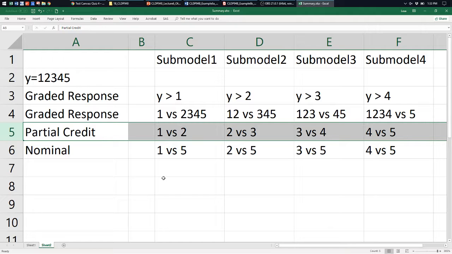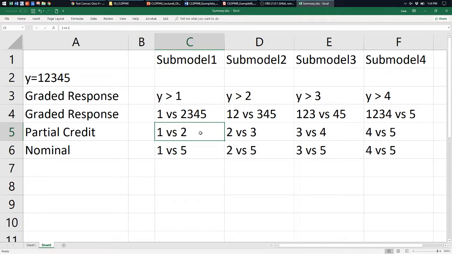These are what's known as steps rather than Bs. So the first submodel is, given that you answered 1 or 2, what is the probability that you answered 2? The second one is, given that you answered at least 2, what's the probability that it's 2 or 3? And so it's a series of adjacent descriptions that I think is more intuitive, but it doesn't make any assumptions about non-adjacent categories. So there's nothing in this that stops 1 versus 2 from being higher than 4 versus 5.